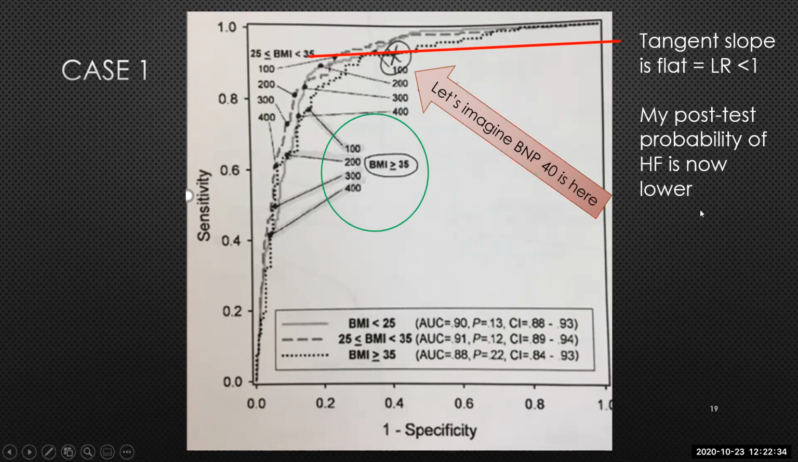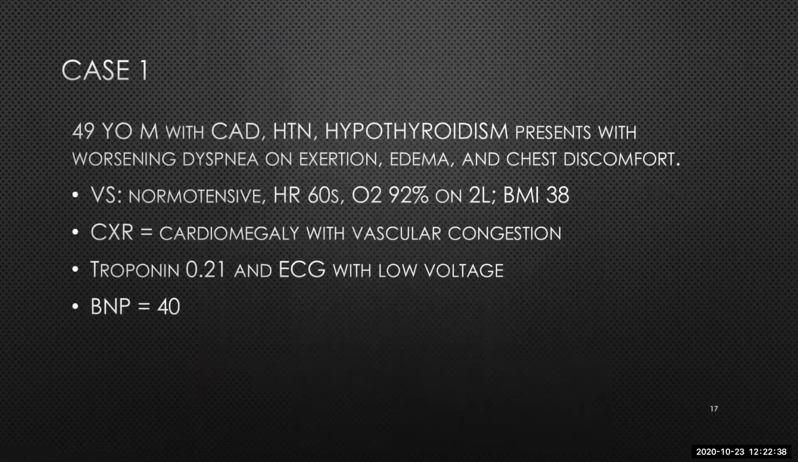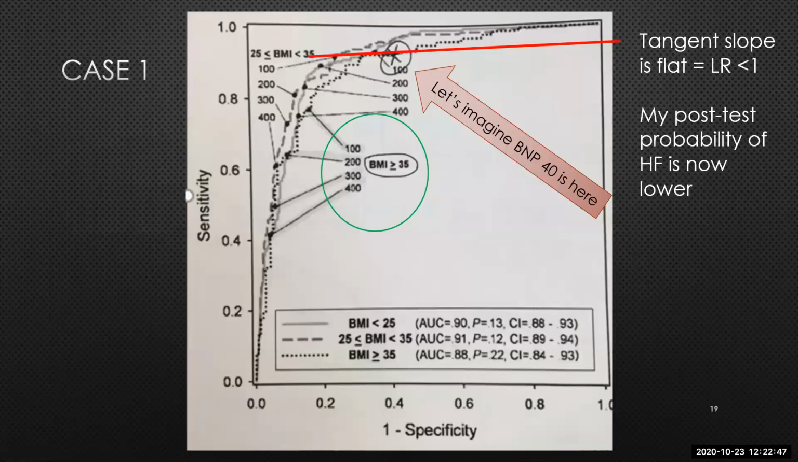So does that make sense, what we did? In this patient, we were concerned that due to their clinical syndrome they have heart failure, but this BNP is 40. Sometimes it can be falsely low in obese patients, but we can now infer that in this patient, the likelihood ratio with a BNP of 40 decreases our post-test probability. And so in this patient, it'd be worth your while to look for alternate etiologies.